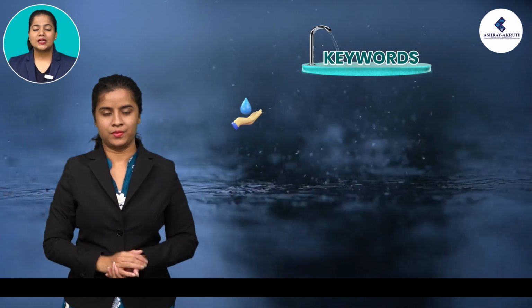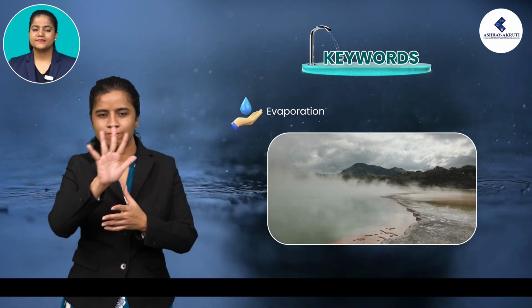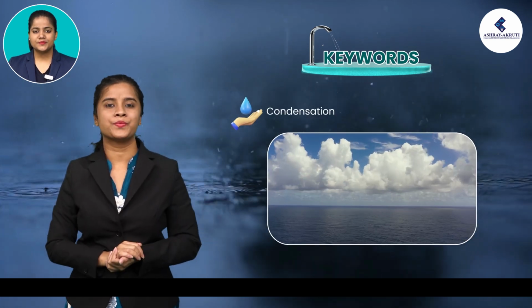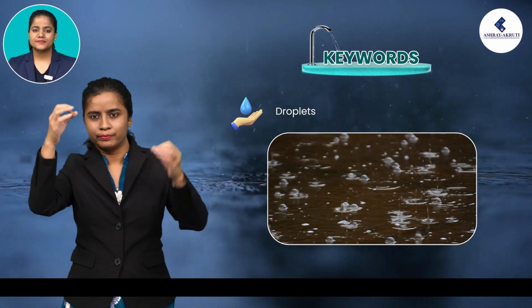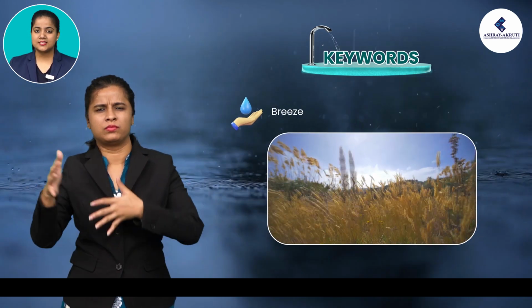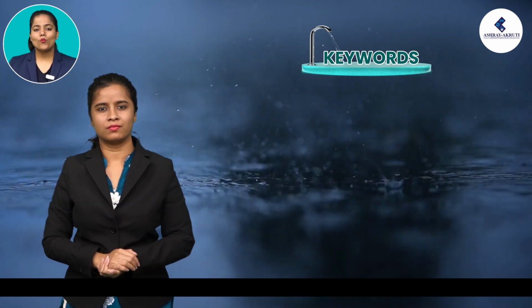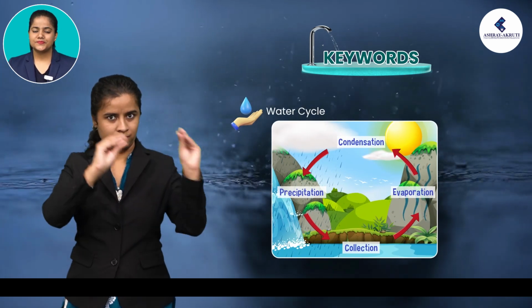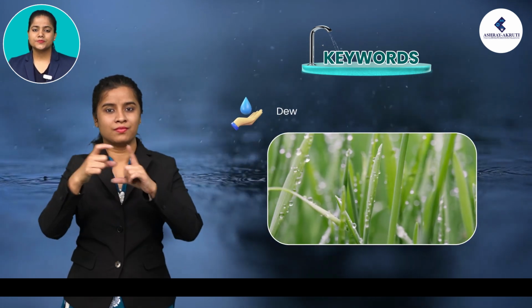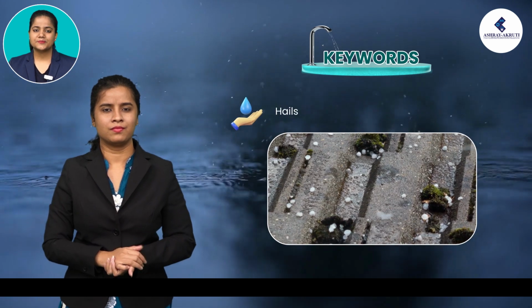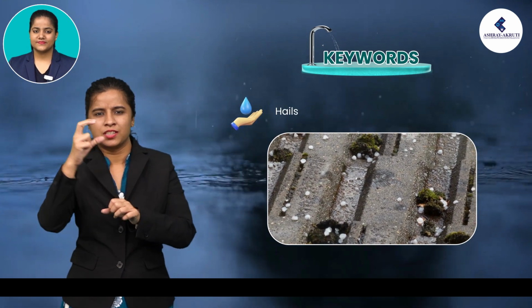Keywords: clouds, evaporation, condensation, droplets, breeze, water cycle, atmosphere, dew, hails. Let's see the concept map on rainwater harvesting.